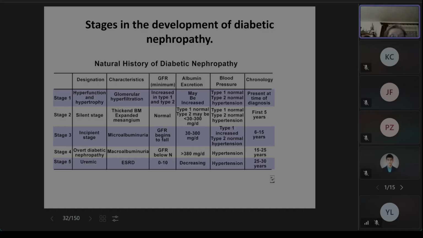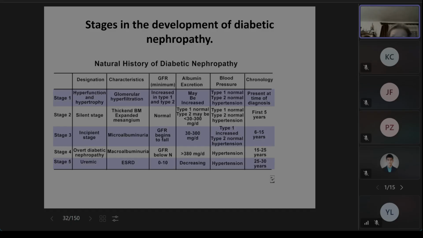Stage 4 is a stage connected with overt proteinuria. So we observe a huge proteinuria, usually over 1 gram per day. Sometimes it can be nephrotic range proteinuria. GFR is below the normal level, and in both types of diabetic patients we can observe hypertension. It is observed usually 15 up to 25 years after the beginning of diabetes mellitus.